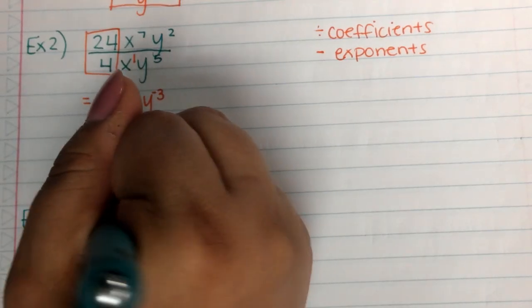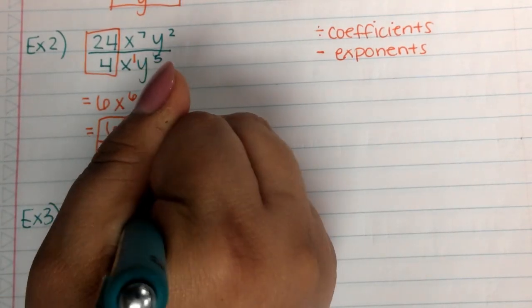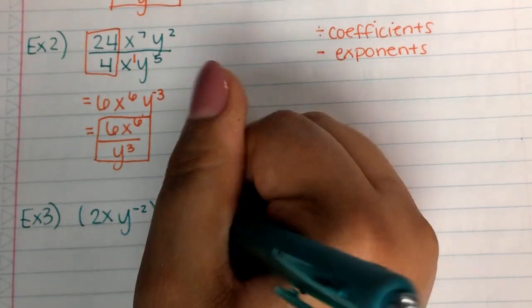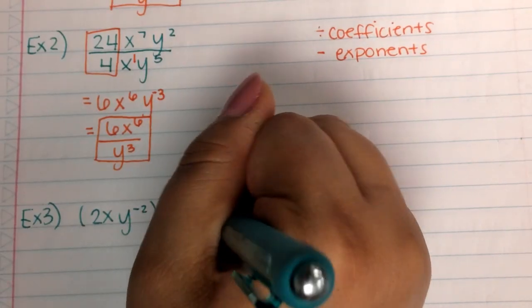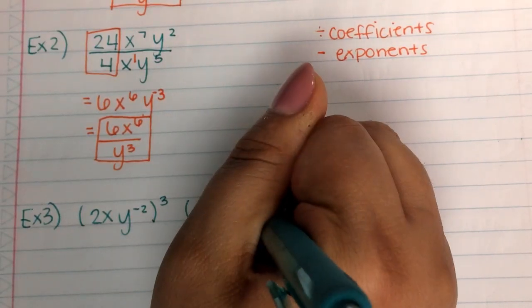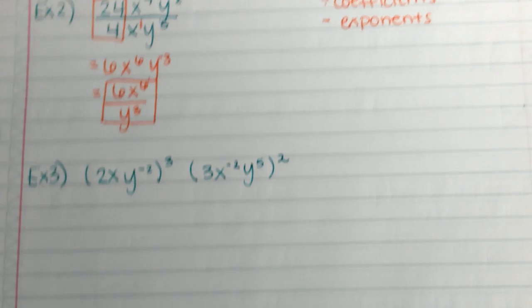Example 3 is 2x y to the negative 2 cubed times 3x to the negative 2 y to the fifth squared.